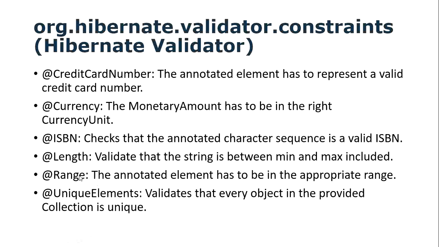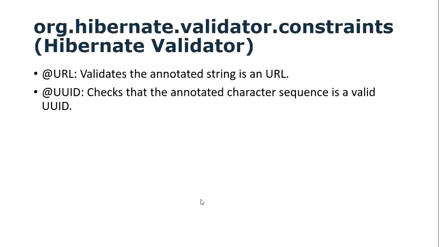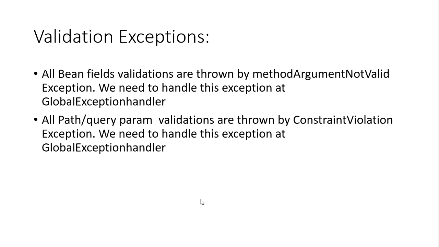Similarly @Range and @UniqueElements. These are all new annotations introduced by Hibernate Validator, and similarly @URL and @UUID. Exceptions: whenever you pass invalid data to the bean fields or your payload, it will internally throw MethodArgumentNotValidException. We need to handle this exception in the global exception handler to have our own customized error response. Similarly, for path parameters and query parameters, the Spring framework will throw ConstraintViolationException.